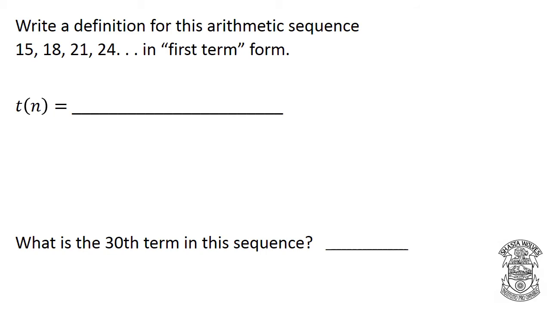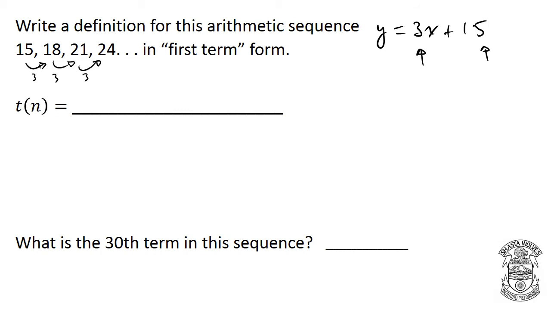I had a definition for this arithmetic sequence, 15, 18, 21, 24, in quote first term form. I'm gonna start by just writing it down. It appears to be linear because each time I'm increasing by 3, or we would call that an arithmetic sequence. So because each time it's a plus 3, 21 plus 3 is 24. My equation, if I was to write it, would be 3x plus 15, right? This is my starting value, 15. And each time I'm increasing by 3.